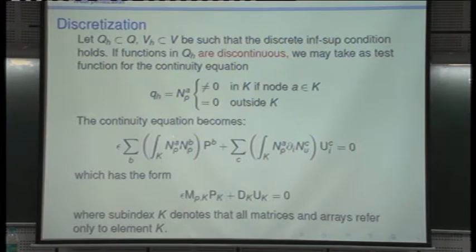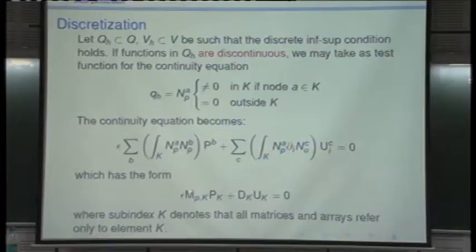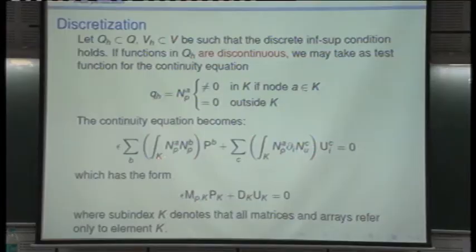And therefore, this matrix needs to be defined only element-wise. So, for example, in the case of this linear interpolation for pressure, what is the size of this matrix? Within each element, how many pressure nodes do you have? 3. This is a 3 times 3 matrix. You see? Within each element, there are only 3 pressure nodes. So this is a 3 times 3 matrix.